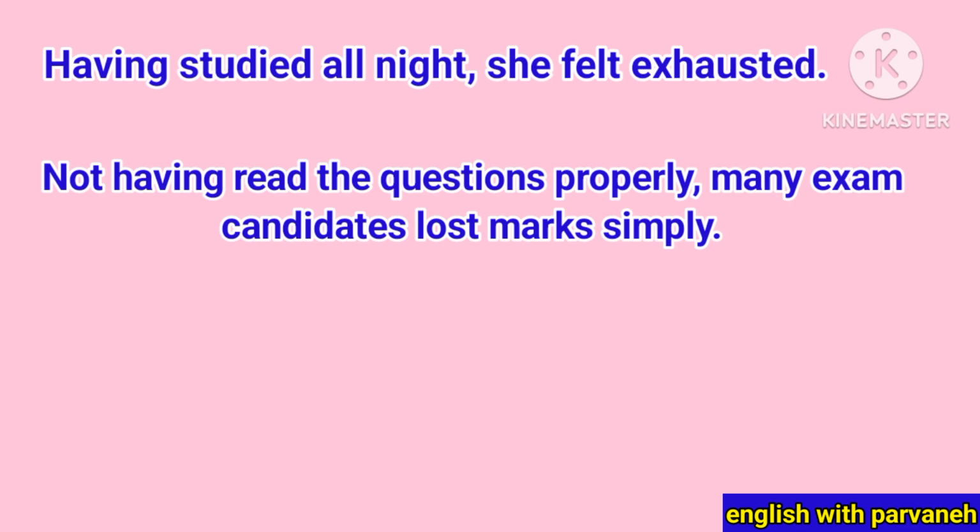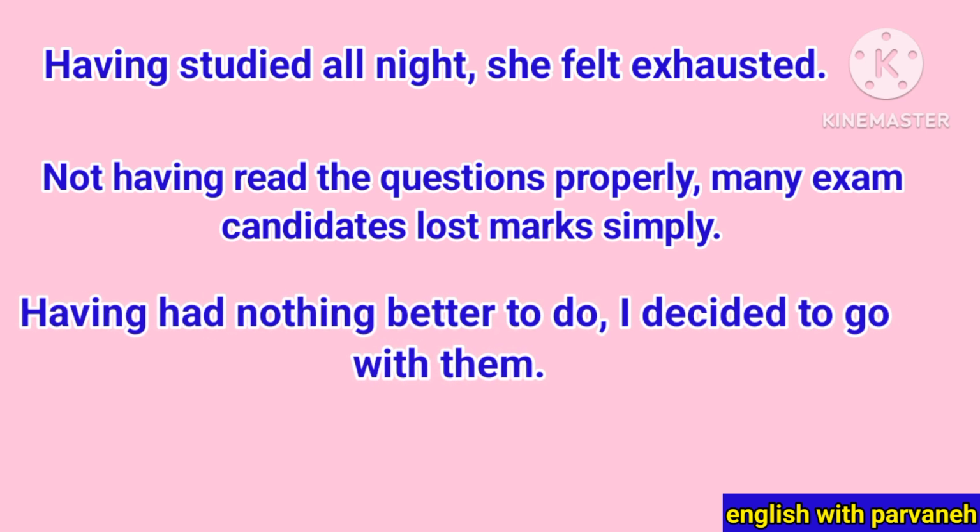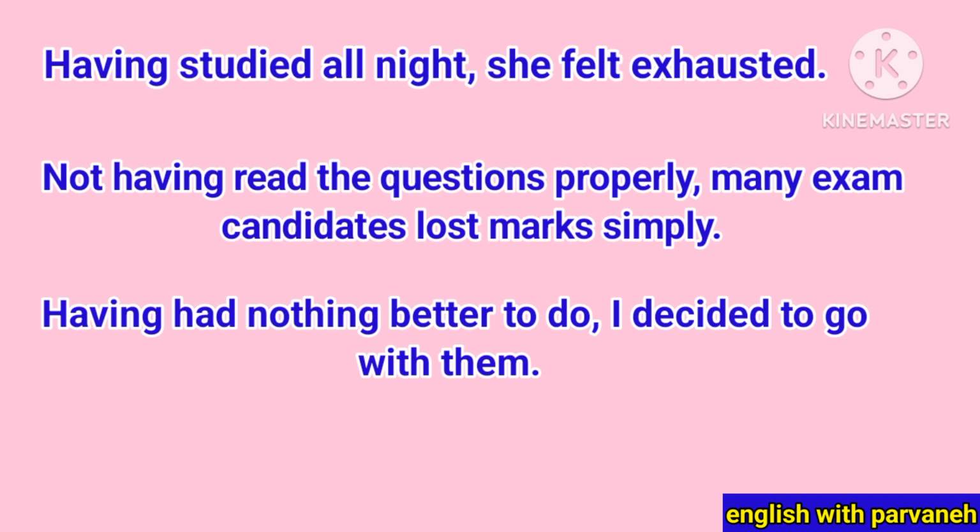So we add not to the beginning of the sentence, so it becomes not having read. The next example, having had nothing better to do, I decided to go with them. It means that because I had nothing better to do, I decided to go with them. So we've got the same subject, I. We've got because, we omit both of them. We add having and past participle of had and the rest of the sentence.